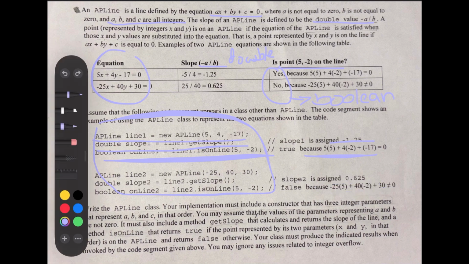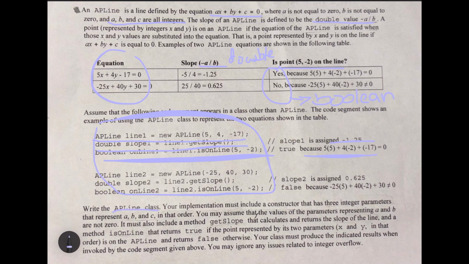So write the APLine class. We have to write a class because this is a tester. This is how it's going to be. Your implementation must include a constructor that has 3 integer parameters. Remember the 3 integers here? Those are going to be int a, int b, and int c. The hard part I know we have to do is we probably have to convert the slope, which is a double. So we have to make the int a double, which we will get to when we write the program. The constructor represents a, b, and c in that order, so int a, int b, and int c. You may assume that the values of the parameters representing a and b are not zeros.